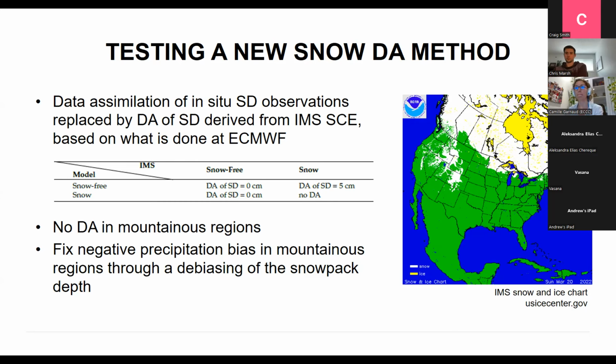If they disagree, but IMS gives a snow-free condition, we simulate a 0 centimeter snow depth. If both agree with snow on the ground, we don't have any data assimilation occurring. And if they disagree, but IMS gives snow on the ground, then we assimilate a 5 centimeter snow depth. We don't assimilate anything in mountainous regions, based on what ECMWF was doing at that time. During this process, we found that there was a large precipitation bias in mountainous regions, and we fixed that through debiasing of the snowpack depth.